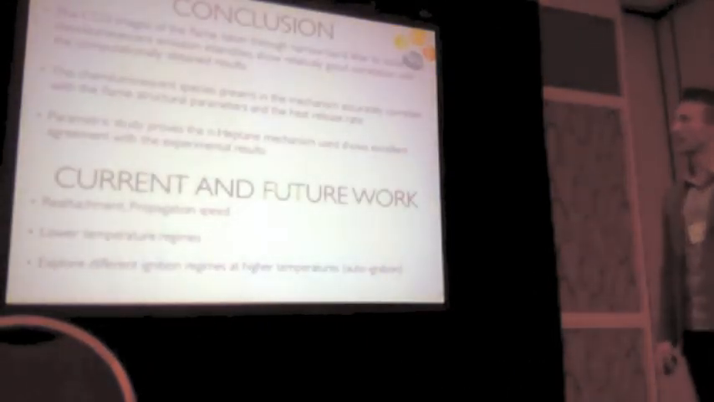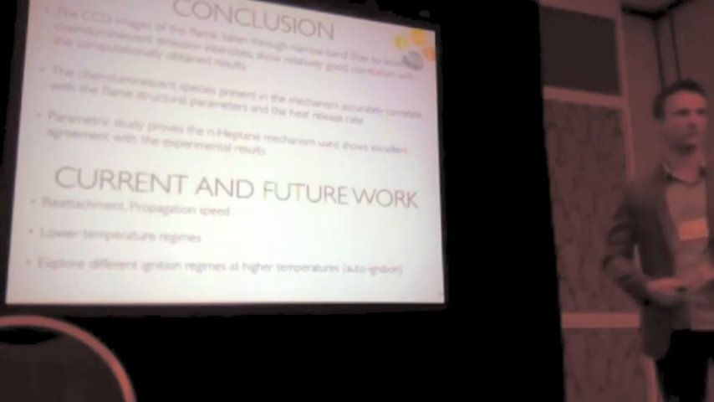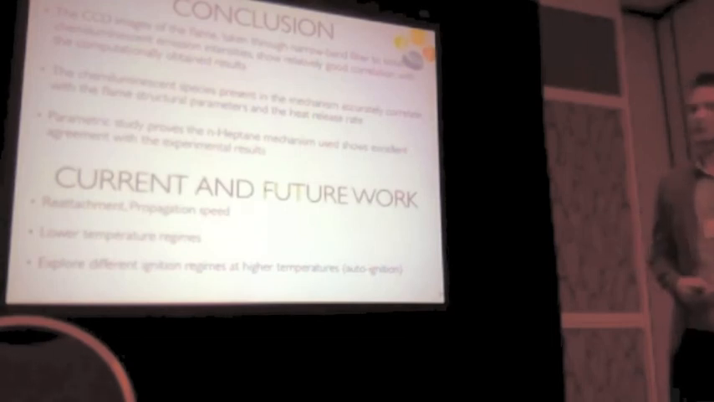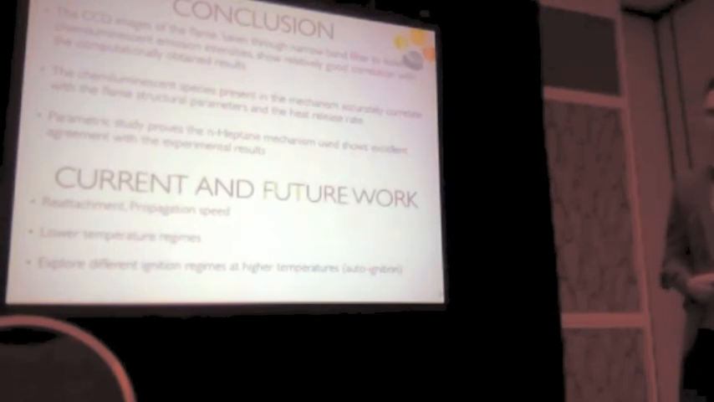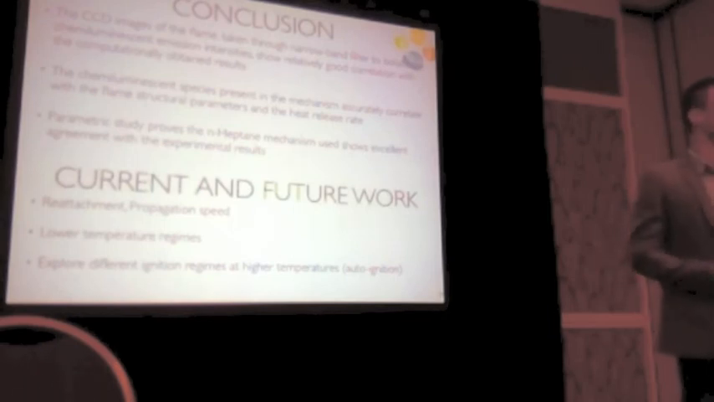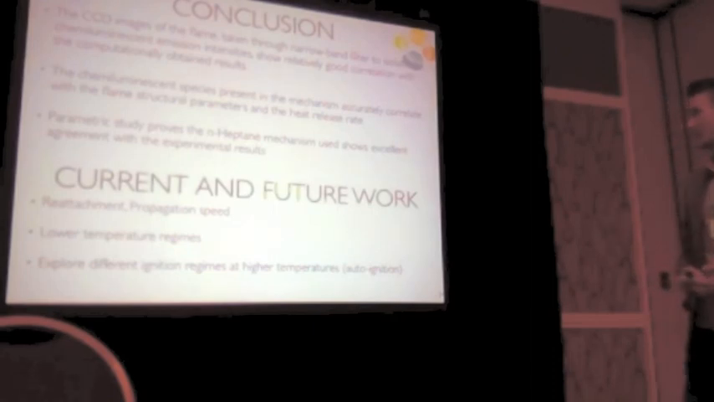So in conclusion, you have CCD images of the flame. We confirm that the CCD images correlate well with our computational results. We've also confirmed that the CH star correlates well with the heat release rate, so it can be used as a heat release marker. Take the photograph and you can know where the heat release rate maximum is. The parametric study proves that the mechanism we are using correlates very well with the experiments, surprisingly well.